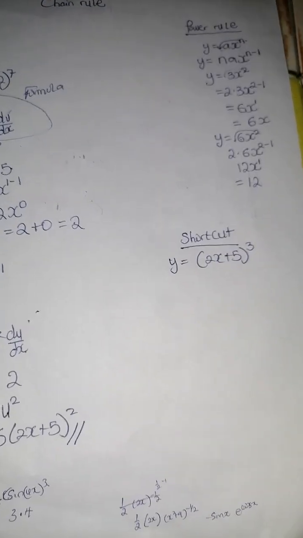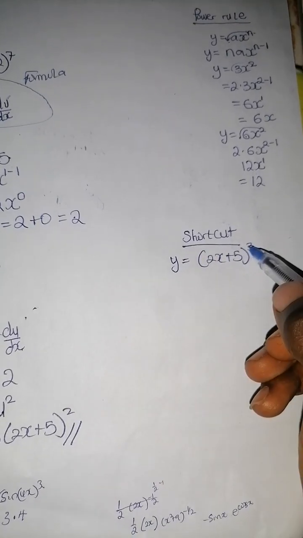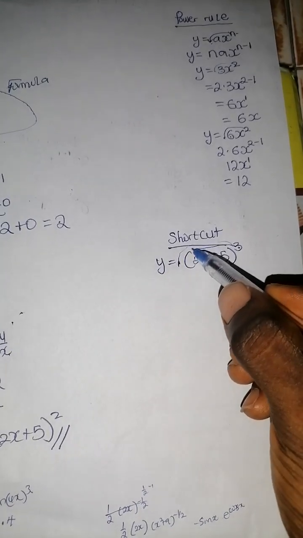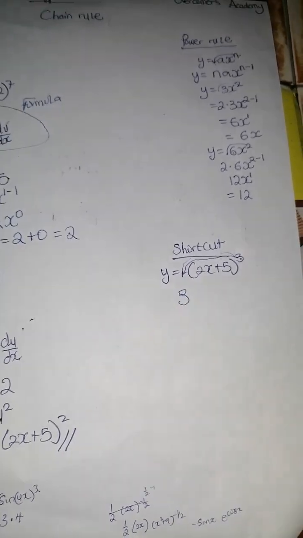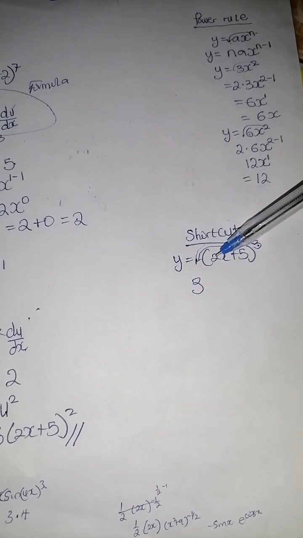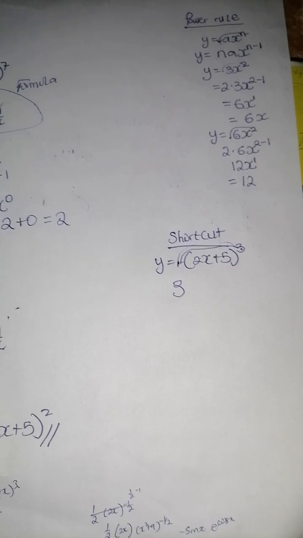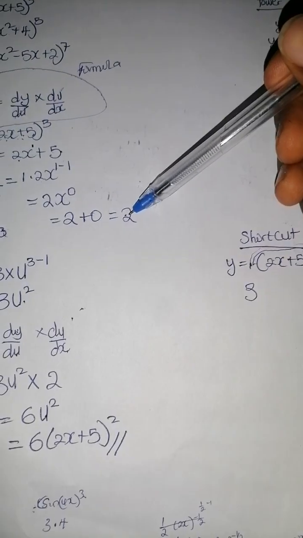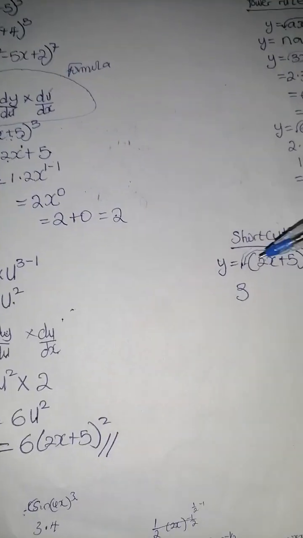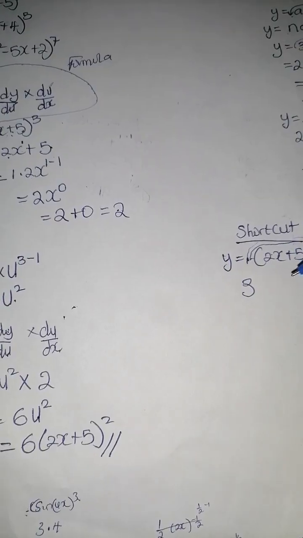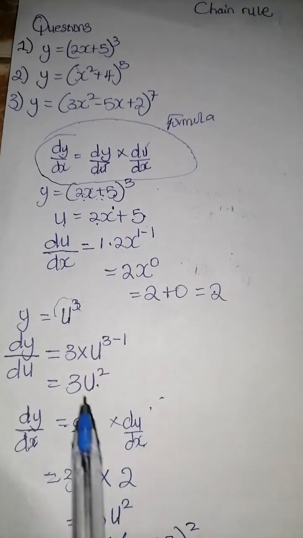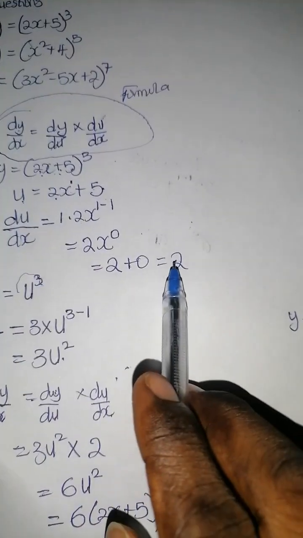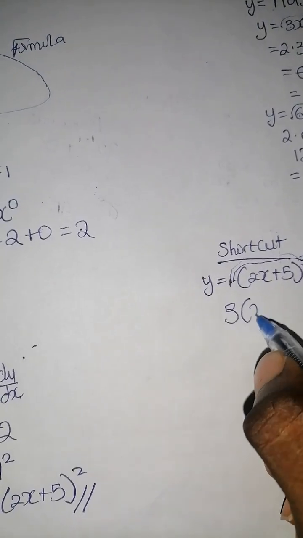The shortcut goes this way. You see this 3, bring it down to this point. We have 3. Differentiate the inside. Of course, you know that we differentiated this inside already and we had 2. But now, differentiate this inside. You have 2. Please look at it again. I differentiated the inside, which is u, and I got 2. Please write your 2.